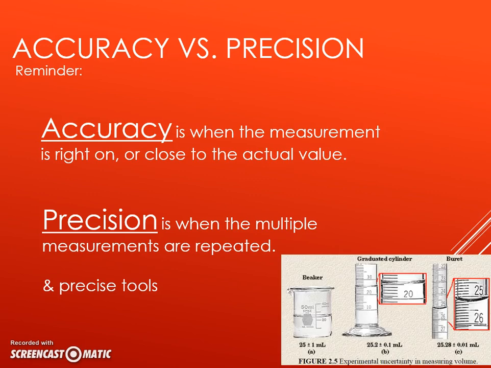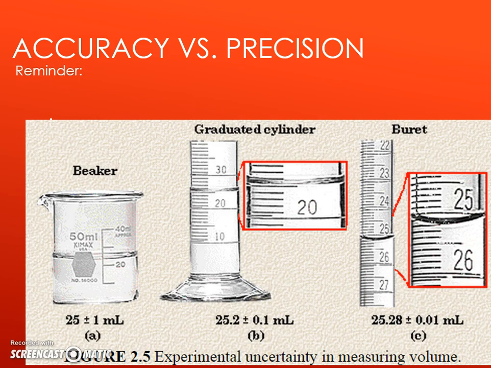Let's look at this picture a little bit better. Notice that the beaker can only be measured to the ones. 25 is what it's estimated, could be plus or minus 1. Notice that this graduated cylinder is about 25, and then we still can't quite tell. It's about 25.2, but it could be up or down 1.